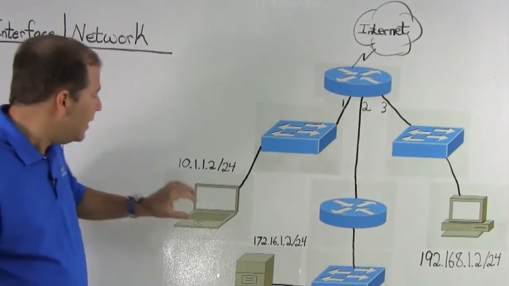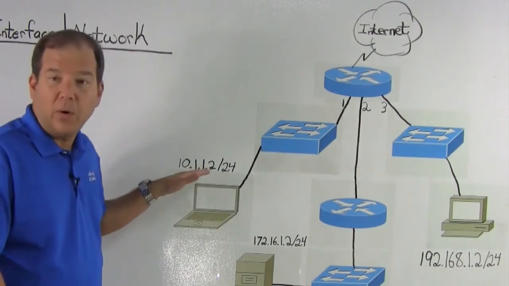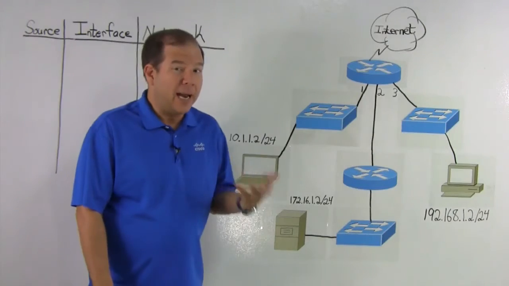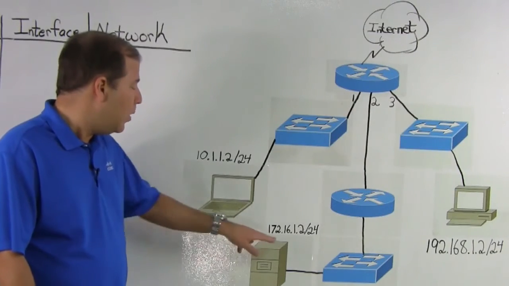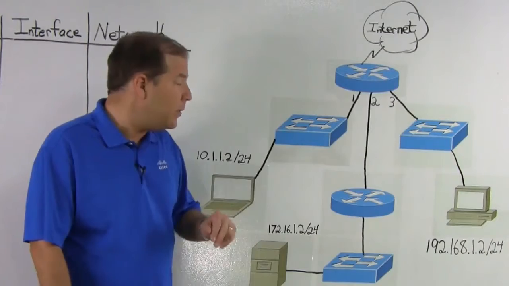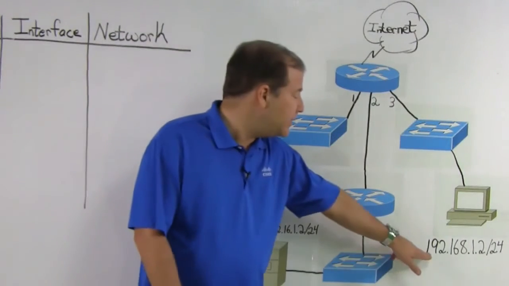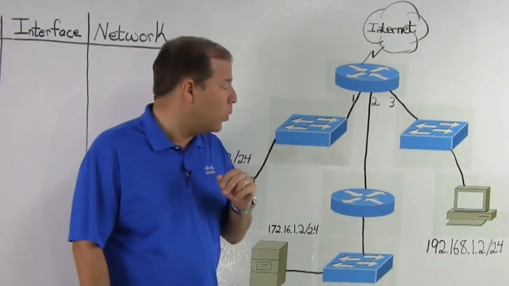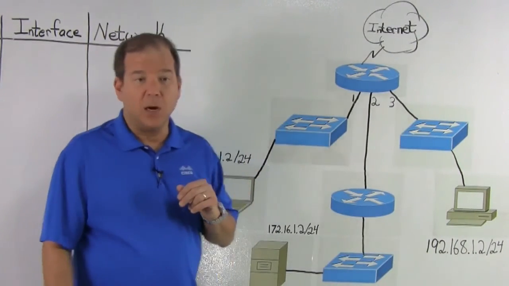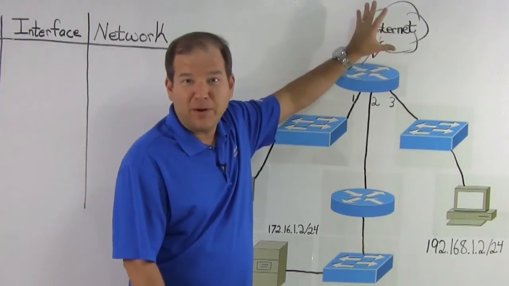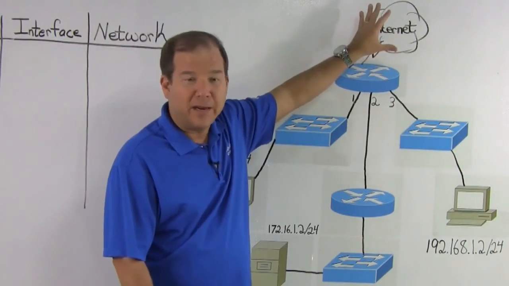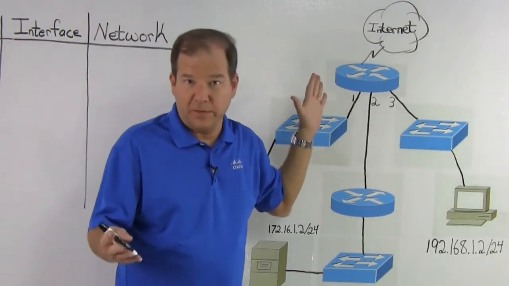But the point is, this device at 10.1.1.2, it's in a different network than this server, which has an IP address of 172.16.1.2. It's in a different network than this PC with an IP address of 192.168.1.2. And then we have thousands upon thousands of addresses out here on the internet. How does the router know about all this stuff?